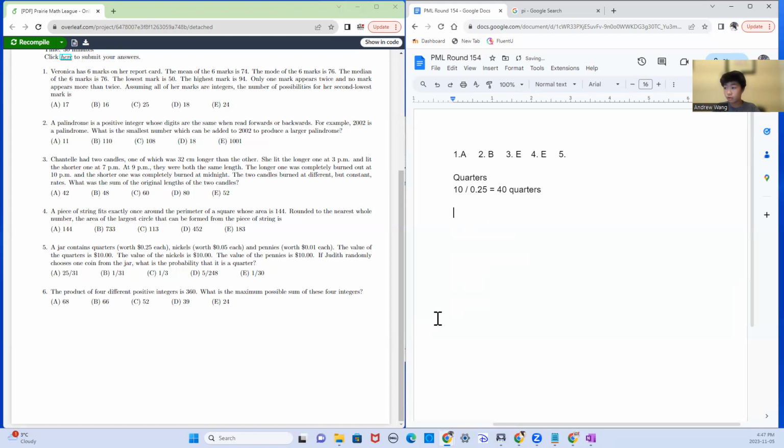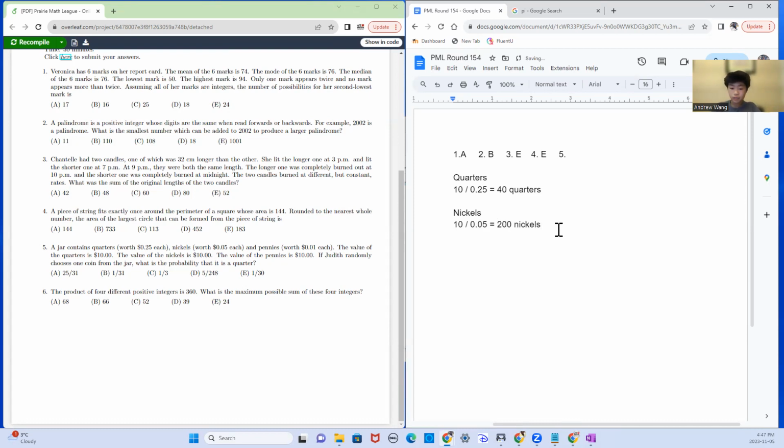Now for nickels, we do the same thing. The value of nickels is $10, so we're going to do 10 divided by the value of 1 nickel, which is 0.05, and that will tell us how many nickels there are. So 10 divided by 0.05 will give you 200 nickels.